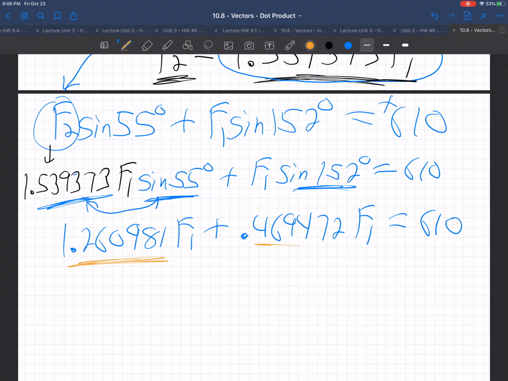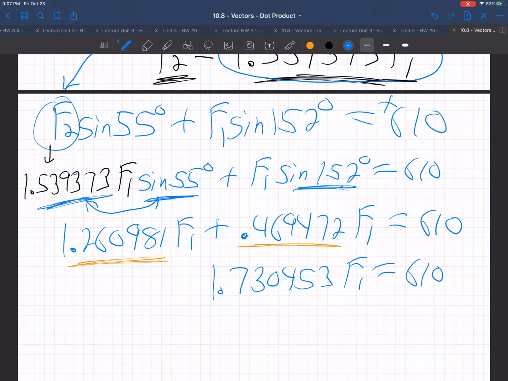Now, I'm almost there. I can add these like terms. Just add those two numbers up, right? It's like 3x and 4x makes 7x, right? We have 1.26 F1 and 0.469 F1. Add them up. I'm getting 1.730453.